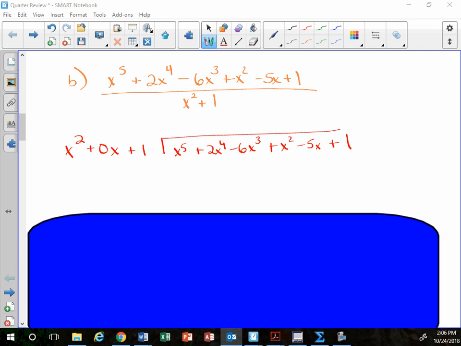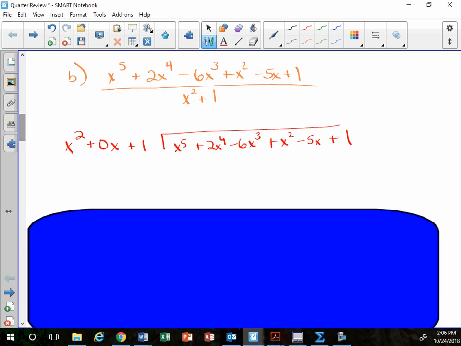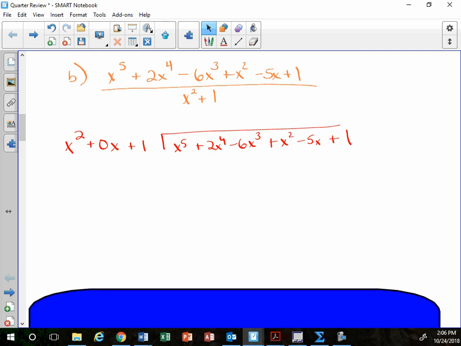Wait, when you talk about negative, do you mean on the bottom or the top? The top. It's over the x squared plus 1. So what's on the outside? Because see how this is in the bottom here? It goes to the bottom where you're... So close. Your remainder is 2x plus 2, not 2x plus 1.